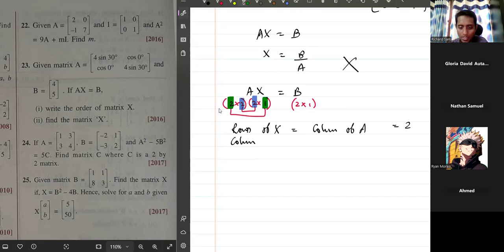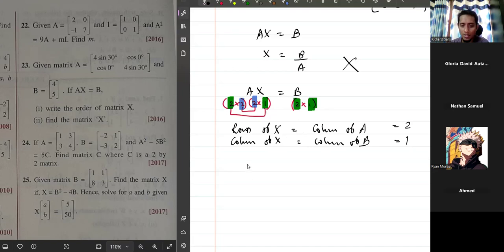This 2 into this number here, the green ones, will be the order of the answer. So that's how we get the one also. We just have to write it though. So rows of X will be columns of A, and columns of X will be what? This one. That is columns of B. Just write how we figured it out. How did we get the 2? It is the same as the columns of A. How did we get this 1 here? Columns of B. So write it as a statement like this.